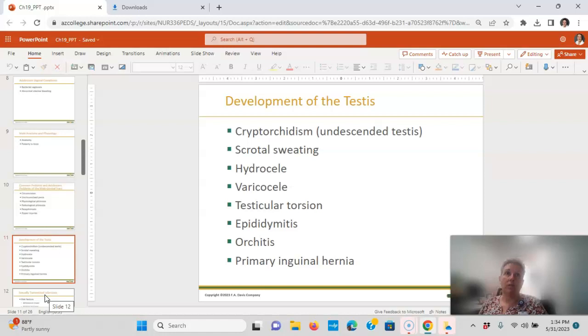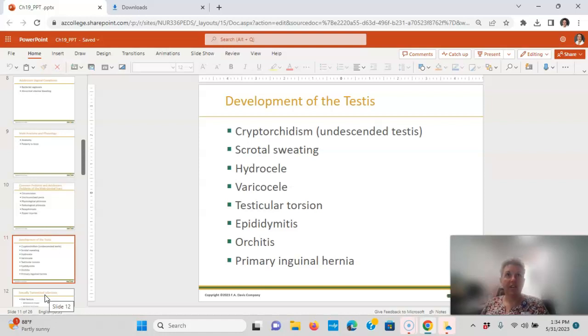So we can also have a little bit of this with torsion of the appendix testes, which is the small remnant of the upper pole of the testes. So pain management, possible surgery, and diagnostic testing if needed.